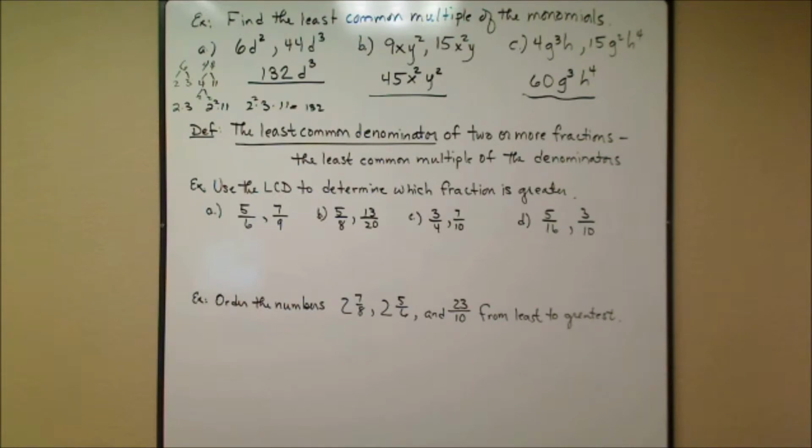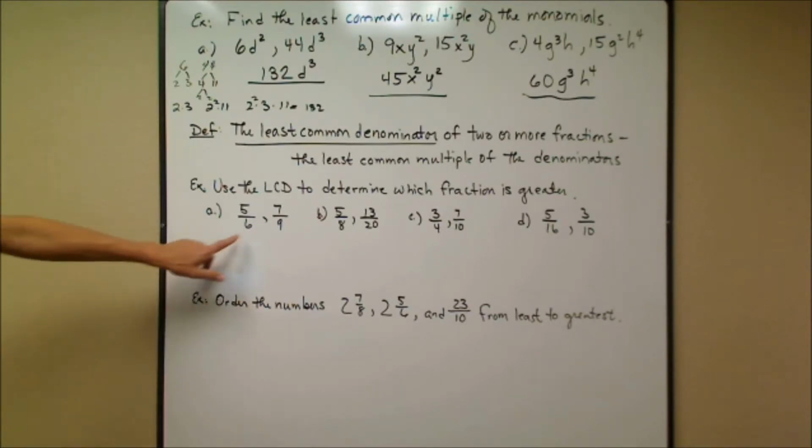Now, if one of the terms has a variable and the other one doesn't, like let's say one has an x and the other one doesn't, then x will be part of your least common multiple. All right, the least common denominator, sometimes we call that the LCD, the least common denominator of two or more fractions is essentially the least common multiple of the denominators.